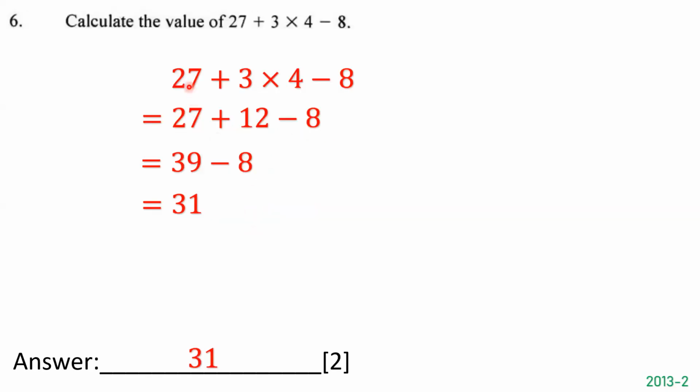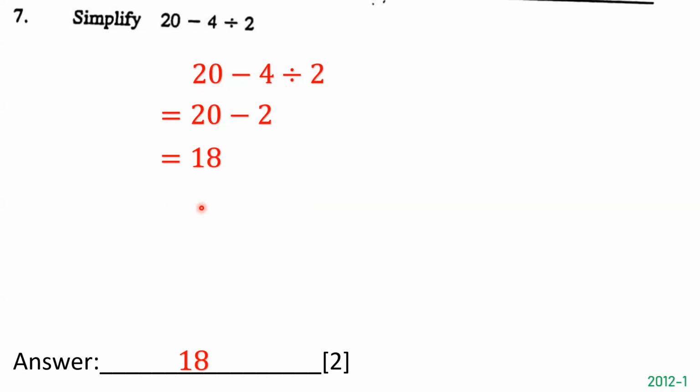Here we have 27 plus 3 times 4 minus 8. This one is easy because we just have to multiply first. Because we have addition and subtraction, you always multiply before you add or subtract. So 3 times 4 is definitely 12. And so we bring down the 27, we bring down the negative 8. So we have 27 plus 12 minus 8. We're going to add first before we subtract because from left to right, that's what comes first. So 27 plus 12 is definitely 39. And when we subtract 8 from 39, we get 31. And so the answer here is definitely 31.